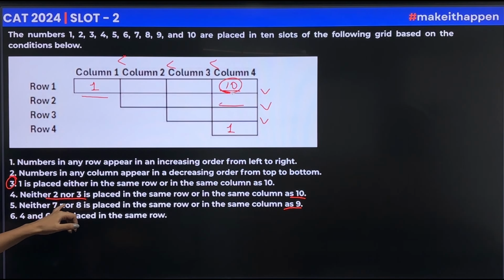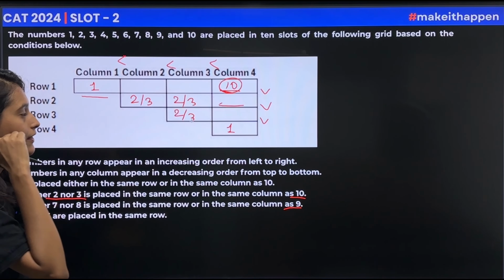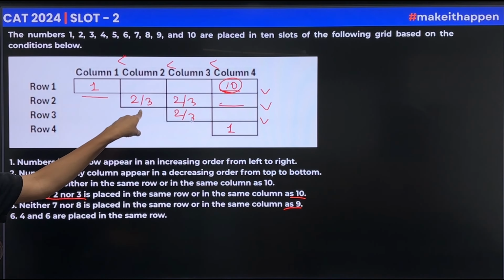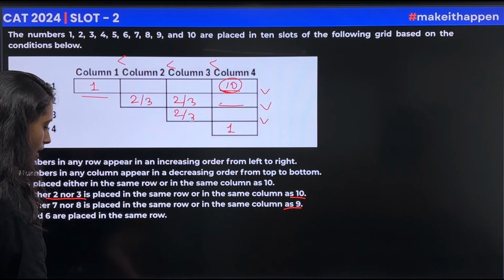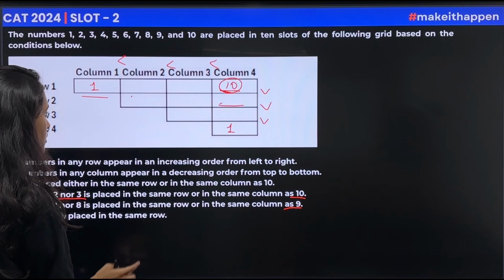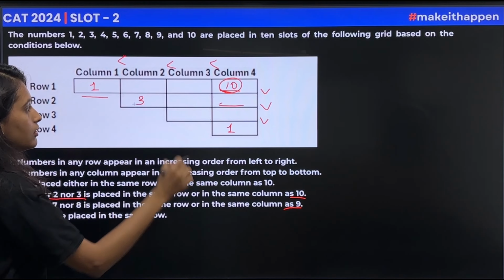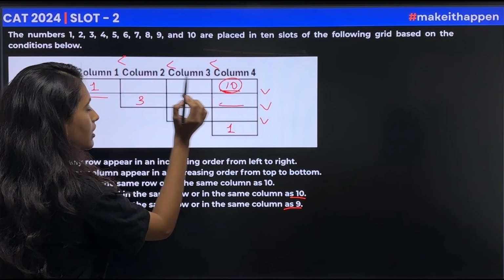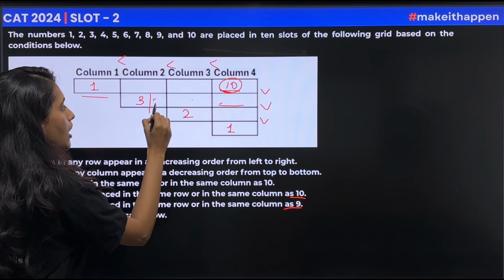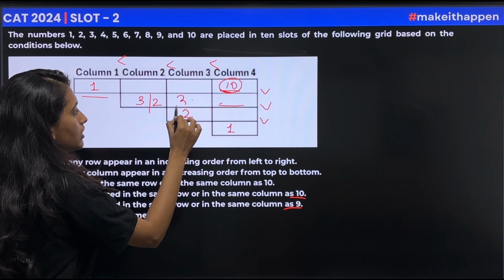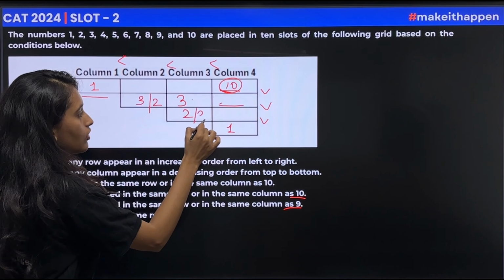So the places left for 2 and 3 are either here or here or here. But we are told that something placed over here should be less than something placed over here. So if my 3 comes here, my 2 cannot come here. So if my 3 comes here, my 2 will come here. And if my 2 comes here, 3 can come here or 3 can come here also.